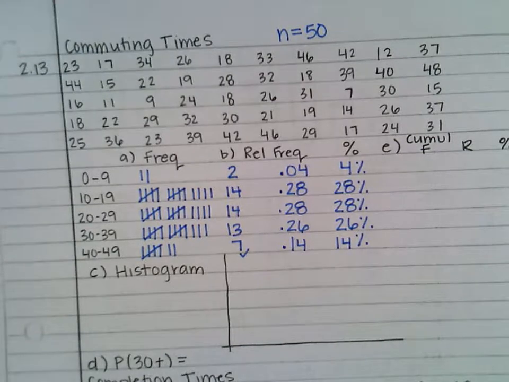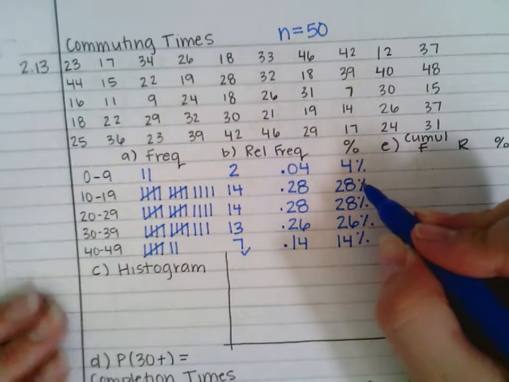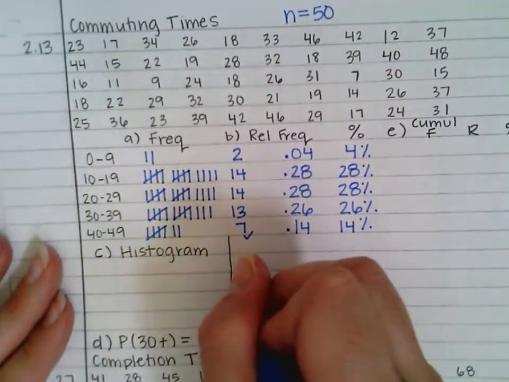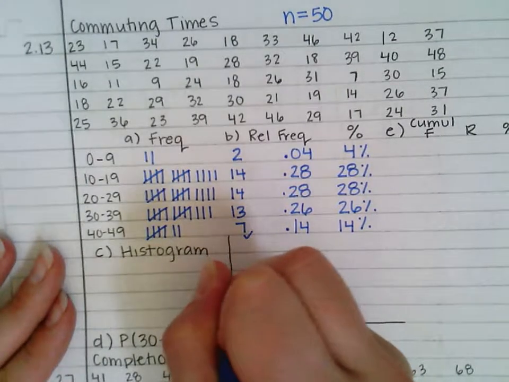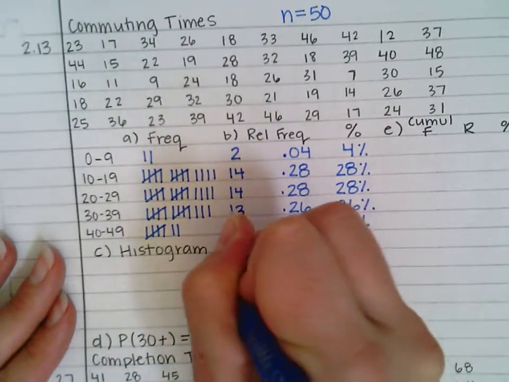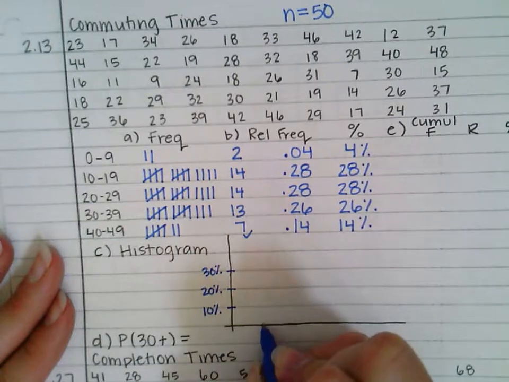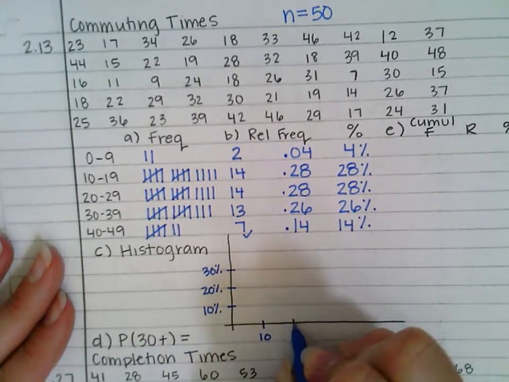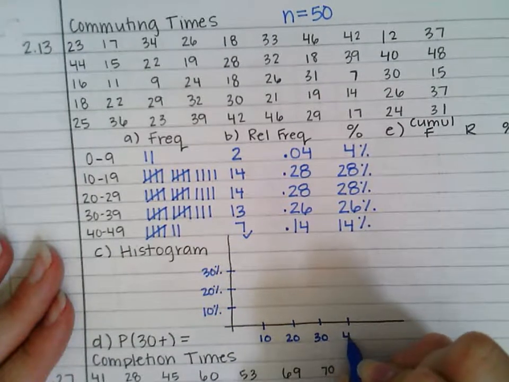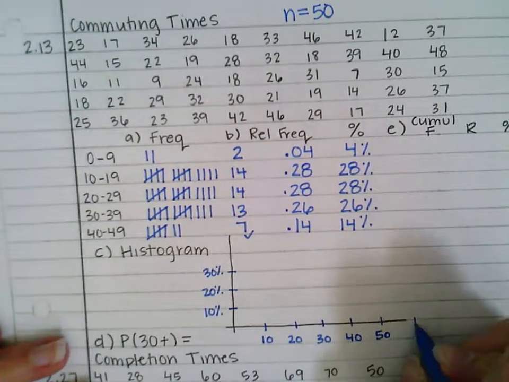Now on part C, it wants me to make a histogram. I need my scale here to go all the way up to 28%. So I need to go from 0 to 28%. What I'm going to do then is go by tens. So this is 10%, this is 20%, and this is 30%. Okay, and then I'm going to make this a number line. So 10, 20, 30, 40, and 50. And this is times.